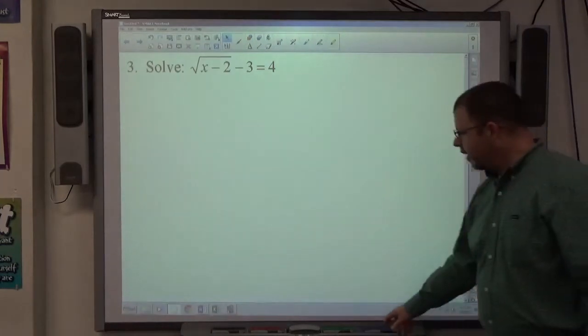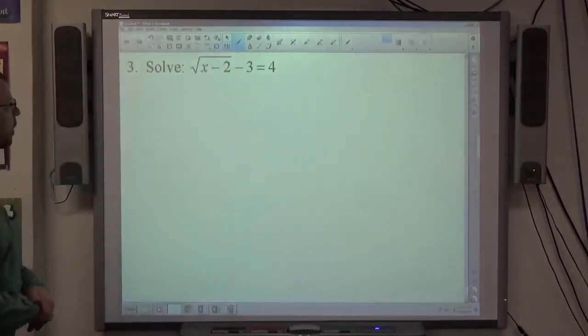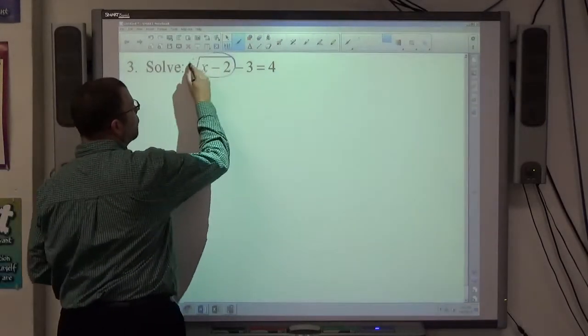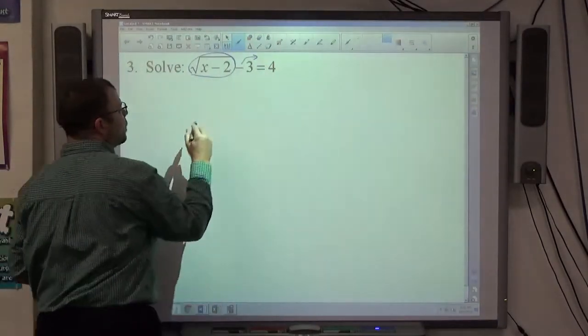Number 3, solve. And we have a radical equation, and the first job of a radical equation is to get the radical isolated, this being the radical. So I'm going to start by moving the -3 over to the other side.